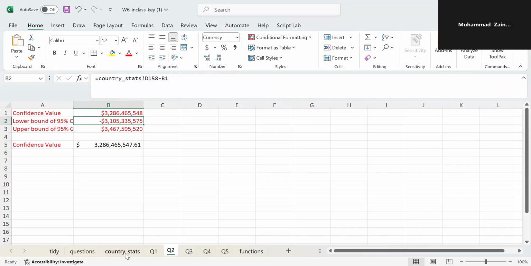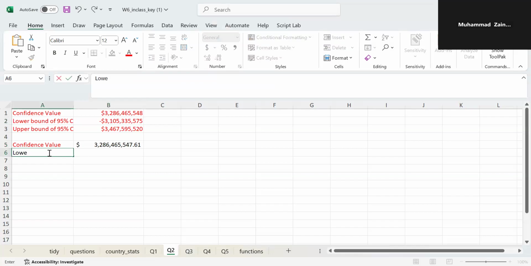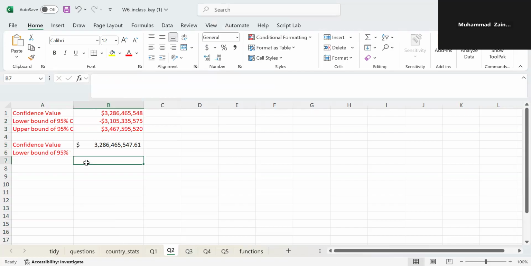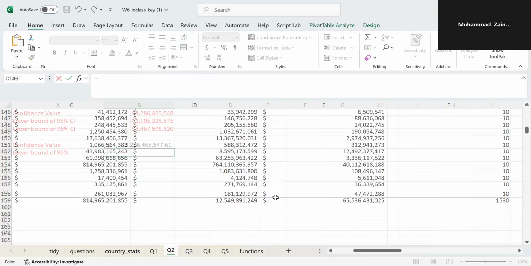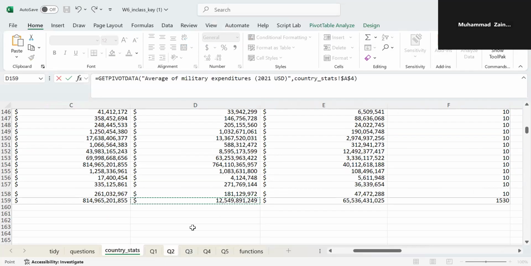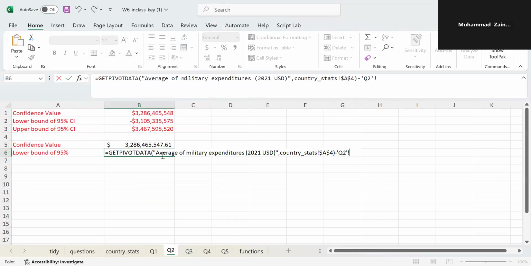So you pick your mean. Your lower bound is the mean minus this value. You can pick the mean from the country stats here. That's your mean, the average. And then minus, you already have the value here for the confidence value.